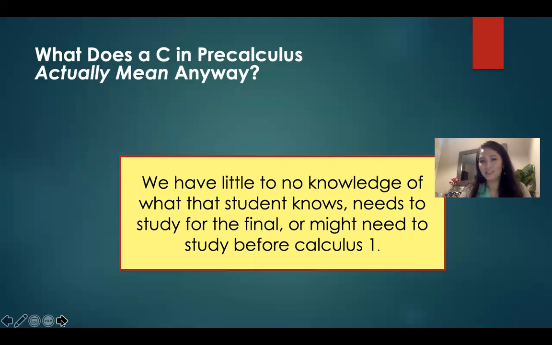We don't know what the student needs to study for the final unless we look at the student's specific work, and we can, and we often do. And we don't know how to help that student improve their skills before Calculus 1, if they're going on to Calculus 1. So the idea with standards-based grading is that those grades we were just looking at are not meaningful except to assign a number to a student.